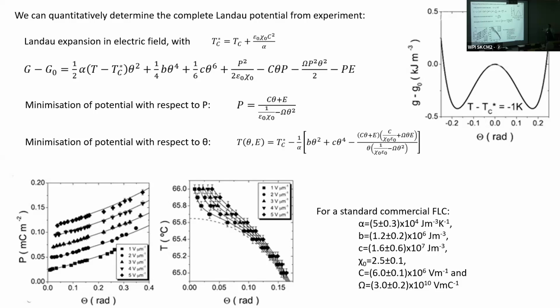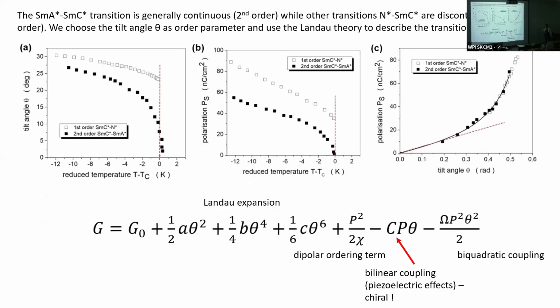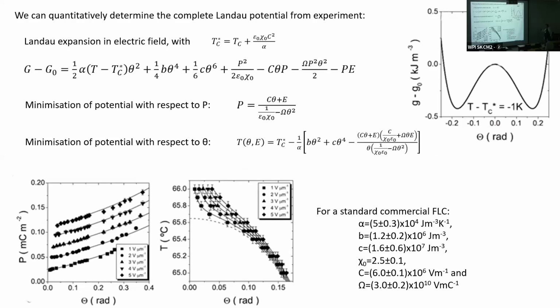This is your minus theta direction. This is your plus theta direction. So your two domains. And you have to go across this hump to get from one to the other. And that's what you do by applying the electric field. Right? Because that also changes the height of the minima and so on.